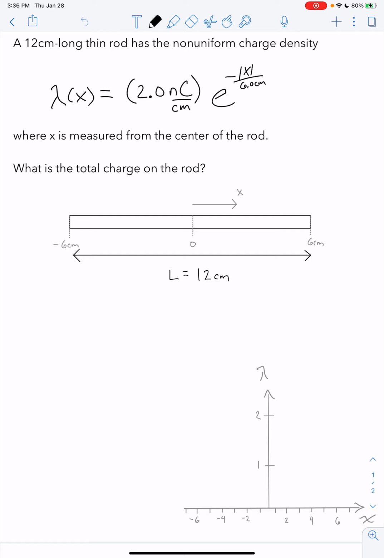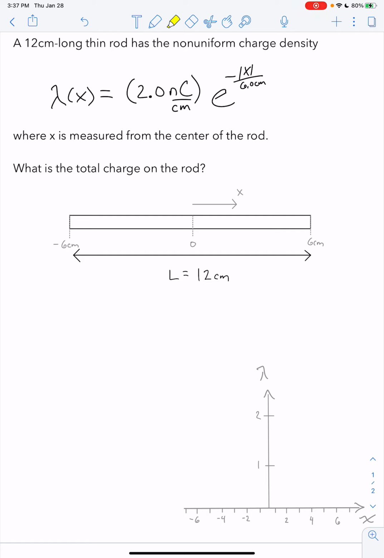Okay, so why did they tell us that x is measured from the center of the rod? Well, that's kind of interesting. And if we look, so I've drawn out the rod. So here's our rod. And we are told that it's 12 centimeters long. But we're thinking about it with respect to the middle. So I've drawn it from -6 centimeters to +6 centimeters. But we've got a total length of 12. So why are we thinking about this from the middle?